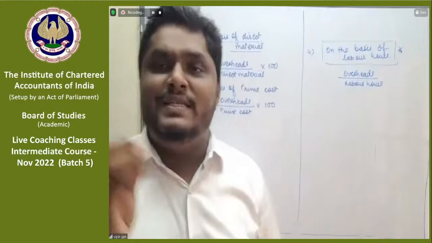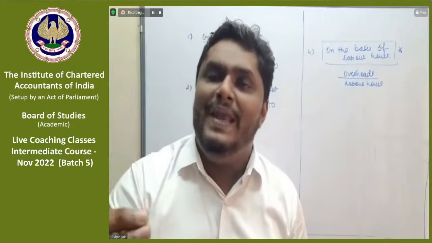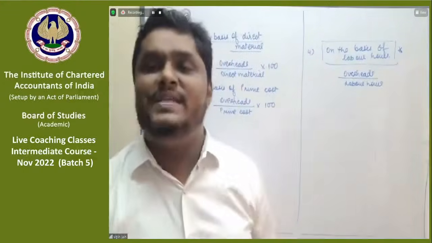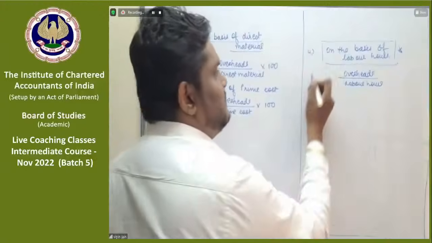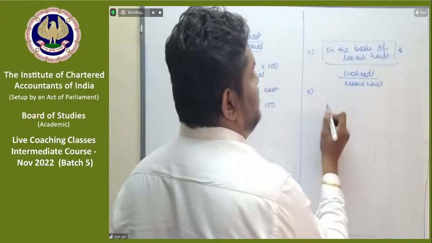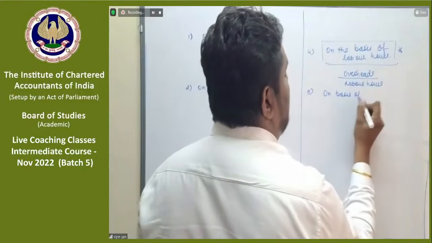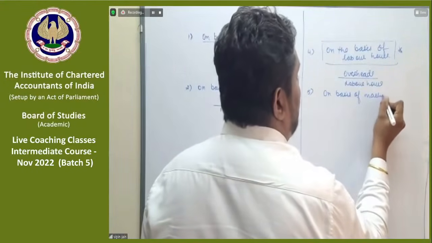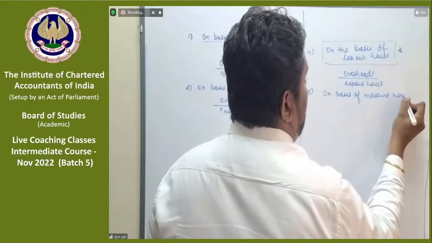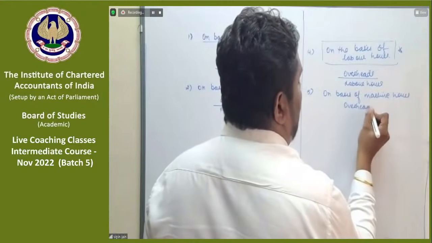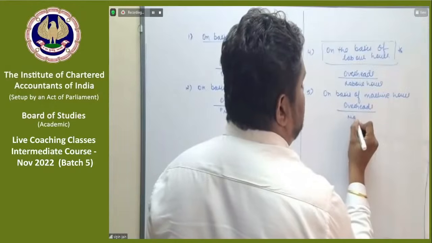If the department is not machine intensive, plus no information is given in the question, then you can absorb the overheads on the basis of labor hours. This method we have already discussed in the previous illustration. One more method is on the basis of machine hours, that is overheads divided by machine hours.